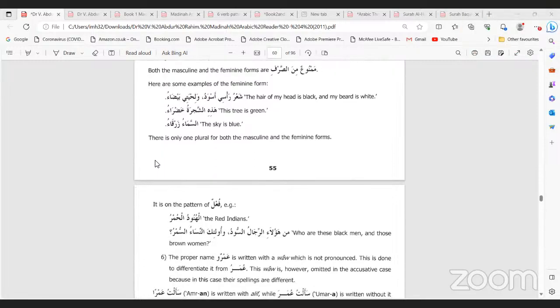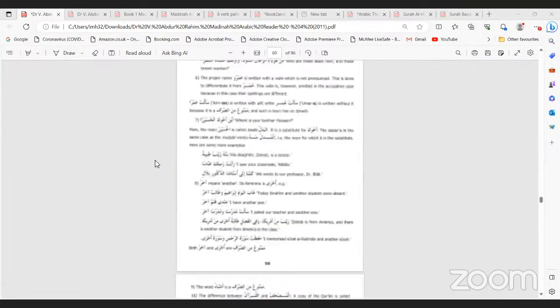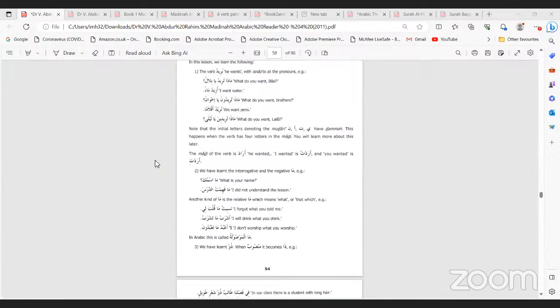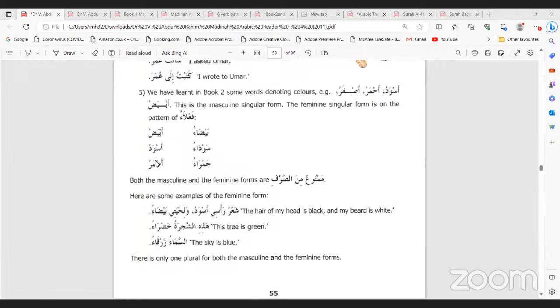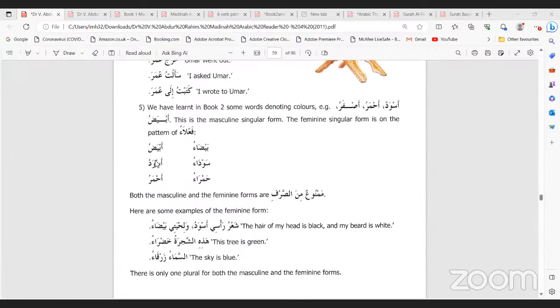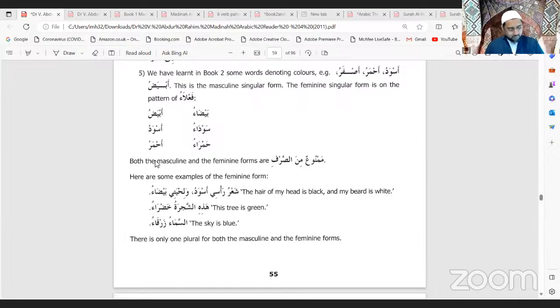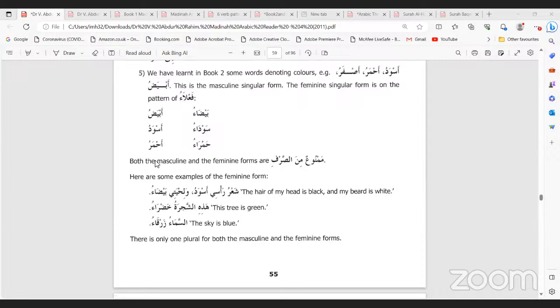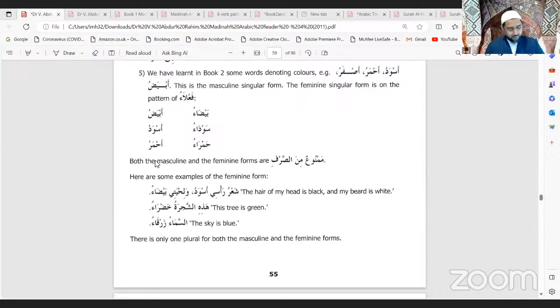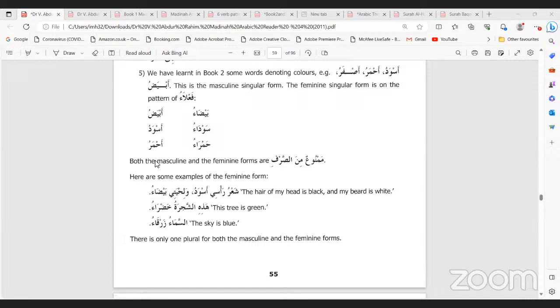Here are some examples of the feminine form. Shero rasi aswado, walihyati bayda'u. The hair of my head is black and my beard is white. Haza shajaratul hazra'o. This tree is green. As-sama'u zarqao. The sky is blue. There is only one plural for both the masculine and the feminine forms.